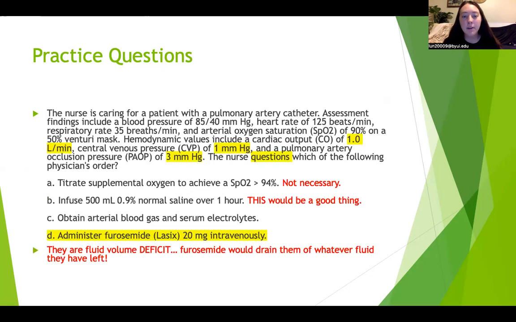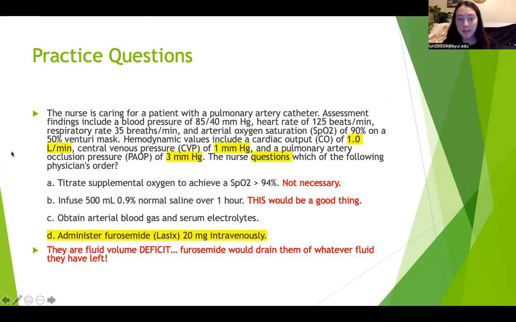Okay, a nurse is caring for a patient with a pulmonary artery catheter. Assessment findings include a blood pressure of 85/40, heart rate of 125, respirations of 35, and an arterial oxygen saturation of 90% on a 50% Venturi mask. Hemodynamic values include a cardiac output of 1. So at this point, you want to remember what is the normal. First off, we know this blood pressure is not good. We're this far in the nursing program, we know that 85/40 is not looking great.